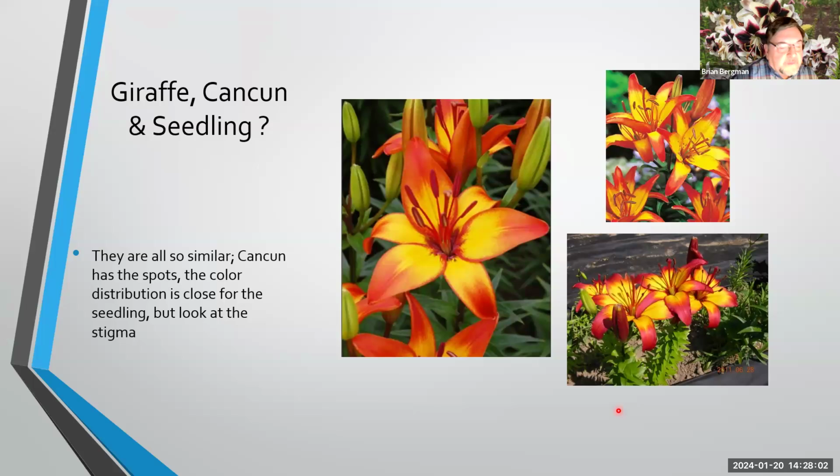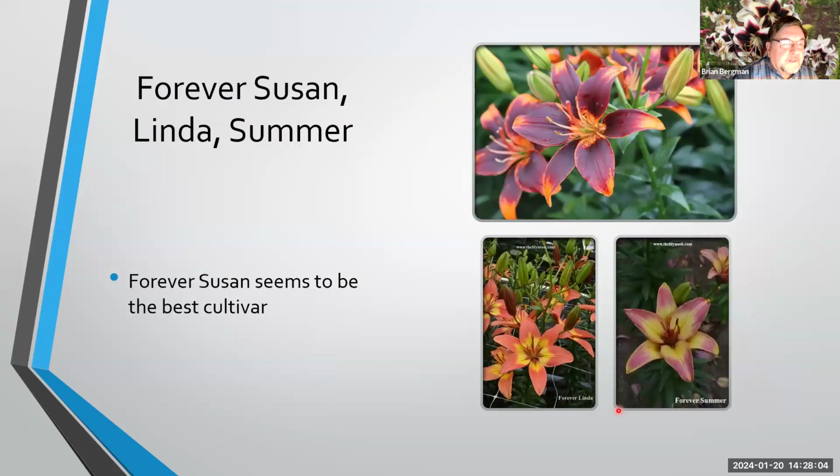Okay, next slide. And then there's Forever Susan, Forever Linda, and Forever Summer. Forever Susan's the excellent one. That's the good grower. The other two, I think you're going to be disappointed. Forever Susan is an excellent, excellent garden lily.